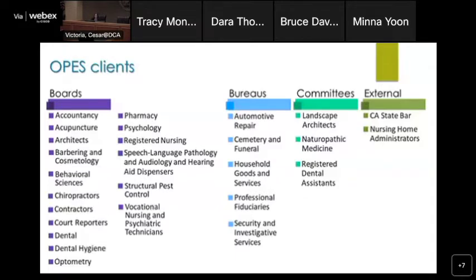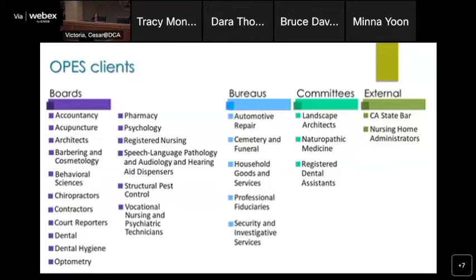You'll notice we have numerous boards listed here. We have some of our bureaus, our committees, and we even have external clients. For example, I'm currently on the California State Bar's Blue Ribbon Commission on the future of the State Bar exam. So our expertise in OPS is known widely, and we utilize our expertise to help primarily our internal clients, but also sometimes other agencies and states as well.